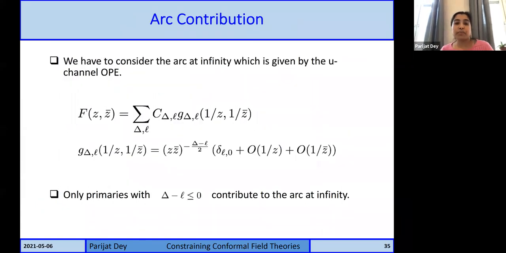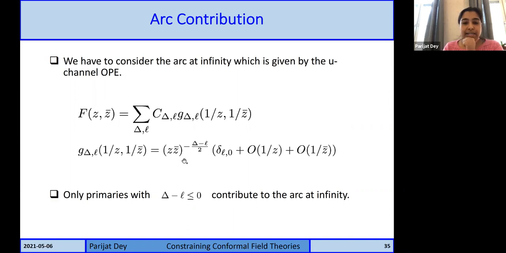Now, if we want to look at the arc contribution, we have to look at the large z behavior of this correlator, which is given by the U channel expression. This is the correlator which is expanded in the U channel in powers of 1 by z and 1 by z bar. And this expansion looks like this.